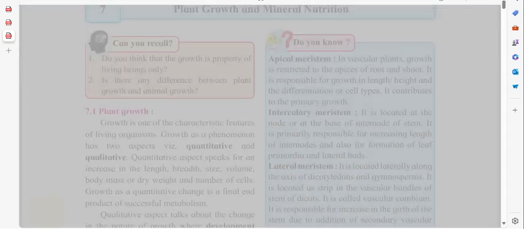Plant growth and mineral nutrition. 1. Do you think that growth is a property of living beings only? 2. Is there any difference between plant growth and animal growth? Can you recall? 7.1 Plant growth.